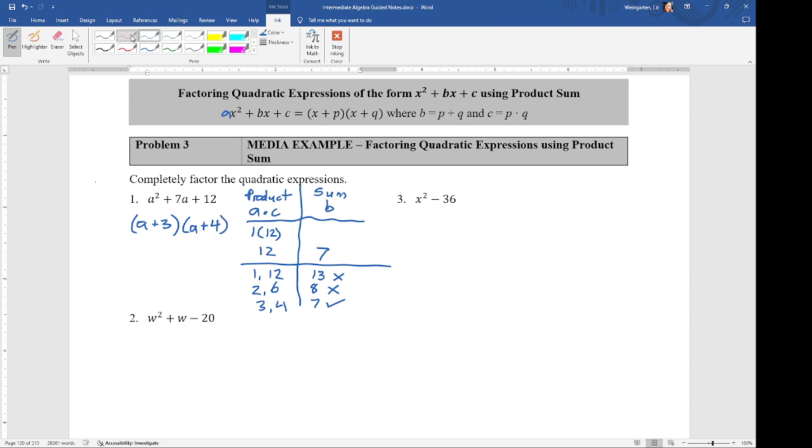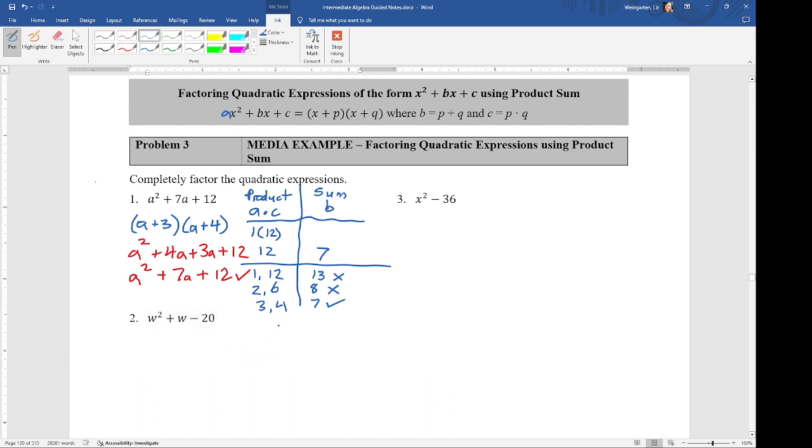Now if we want to check our work, I'm not going to do this every time, but you can check your work by foiling. We'll have a squared, outside is 4a, inside is 3a, last is 12. Combining like terms, we get a squared plus 7a plus 12. So our solution is correct. I just wanted to show you that is a way that you can check your solution.